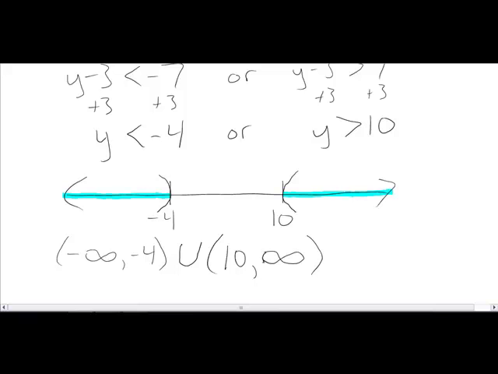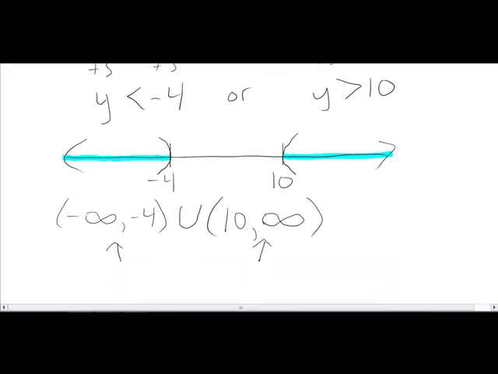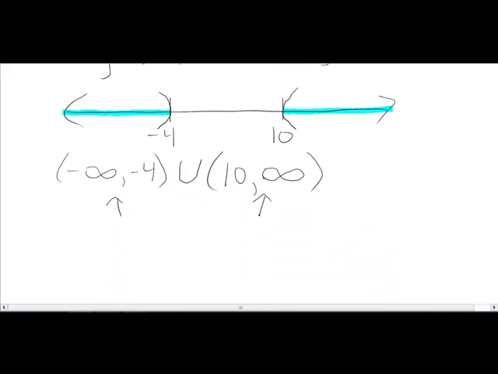Okay, so what we're saying is x, or y in this case, could be anything in this range over here, or it could be anything in this range over here. Either way, it's a solution to the absolute value inequality. All right. Let's look at another one.